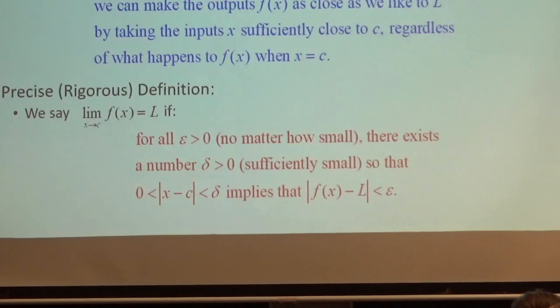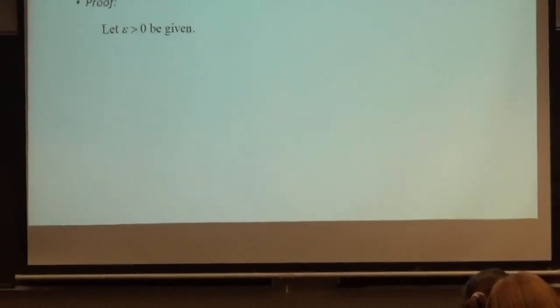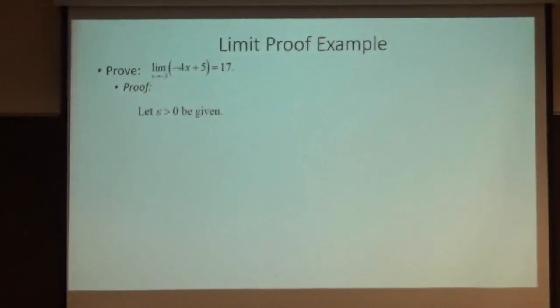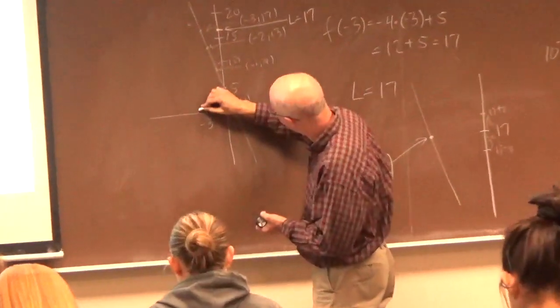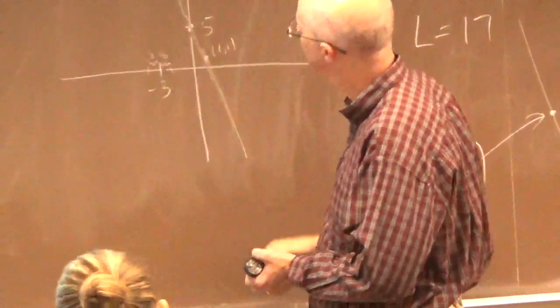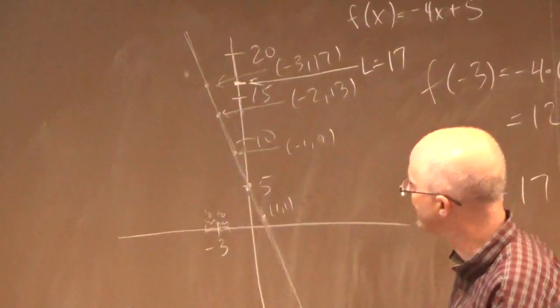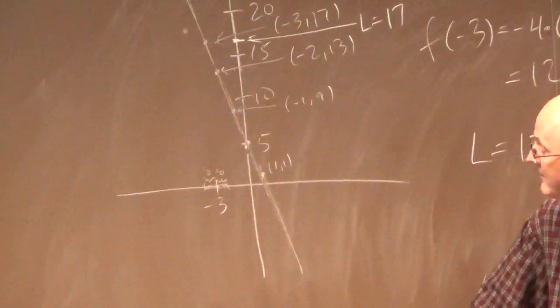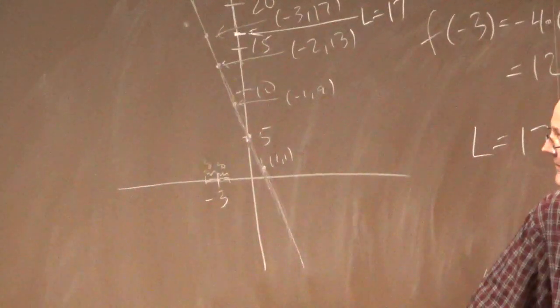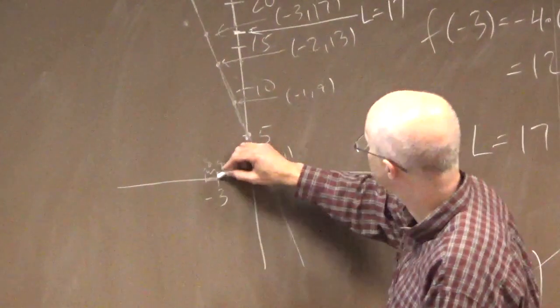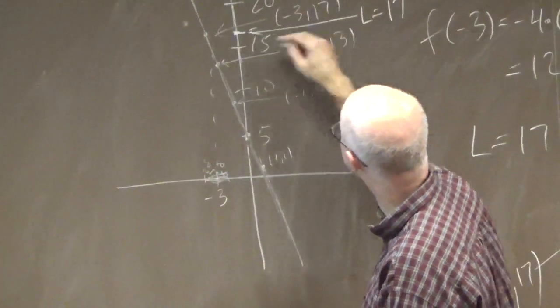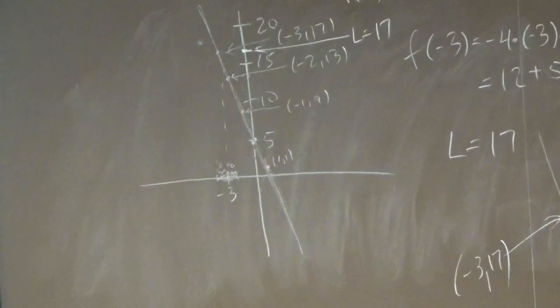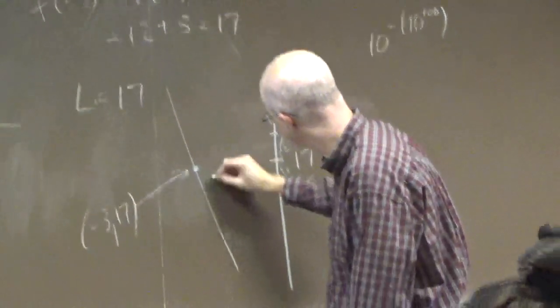Let's look at this picture again here. Can I choose delta sufficiently small? That distance is delta, a horizontal distance. So that if x is in this interval somewhere within delta units of negative 3, possibly not equal to negative 3, when you plug in inputs in here, the outputs are all within epsilon of 17. Imagine going to this picture here.